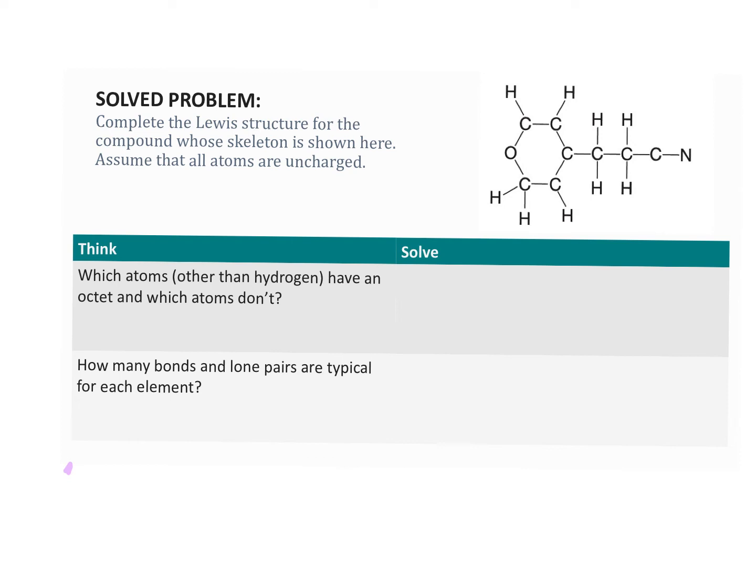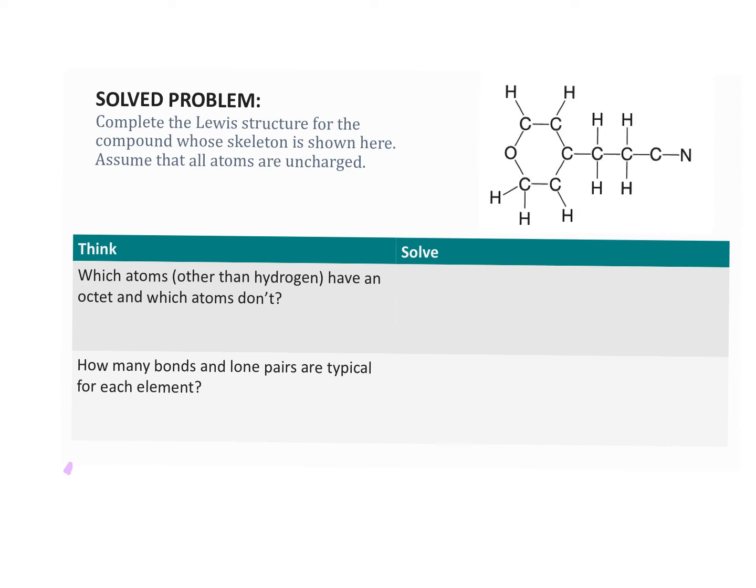First off, I'm going to look at hydrogen. Hydrogen only needs 1 bond. That hydrogen has 1 bond. That one has 1 bond. That one, that one, and all the rest. All the hydrogens are happy. And so now I need to look and see what doesn't have its full octet.